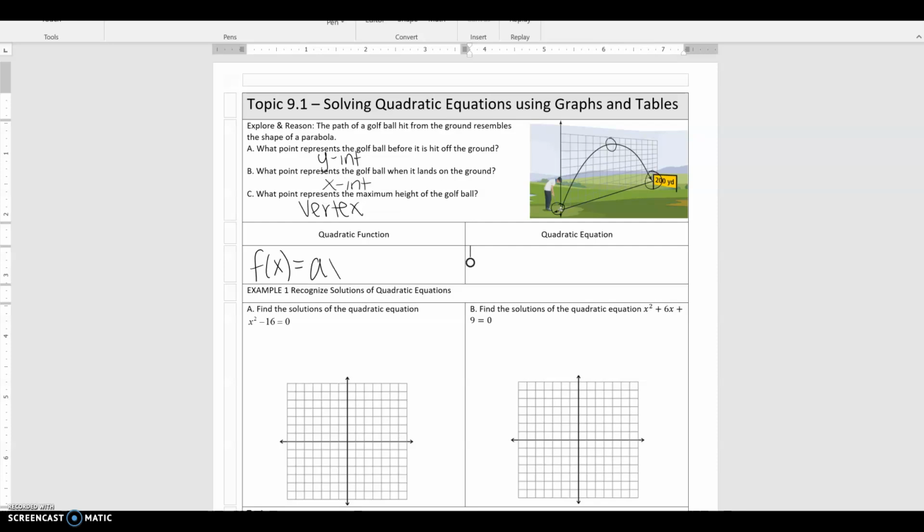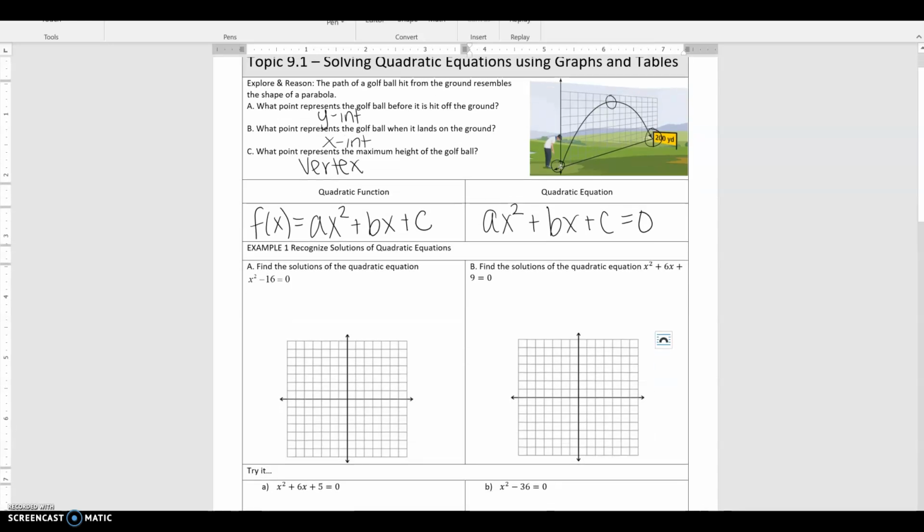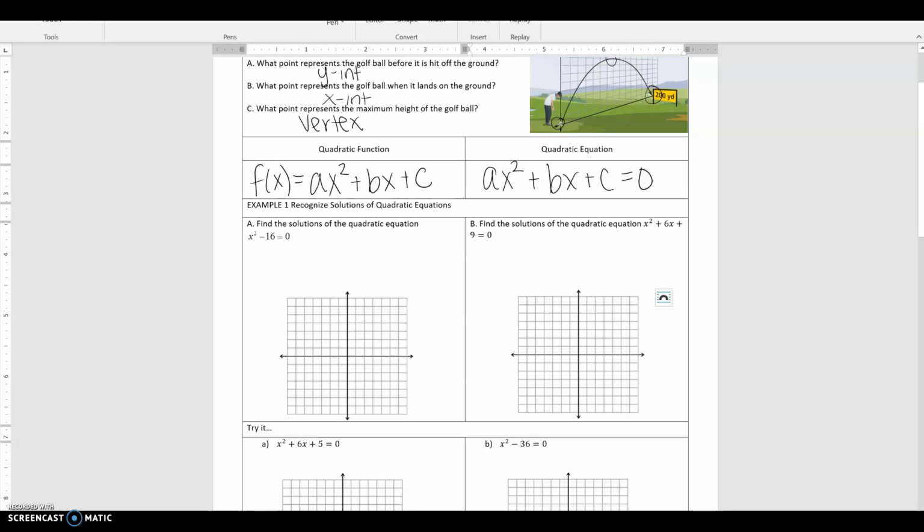So previously we've been working with quadratic functions. So here it is in standard form. And now we're going to be working with quadratic equations. And it's the same thing, except instead of that f of x, we are now going to have it equal 0. Okay. So moving on to some examples, we're going to use our skills from last chapter and we're going to graph some.